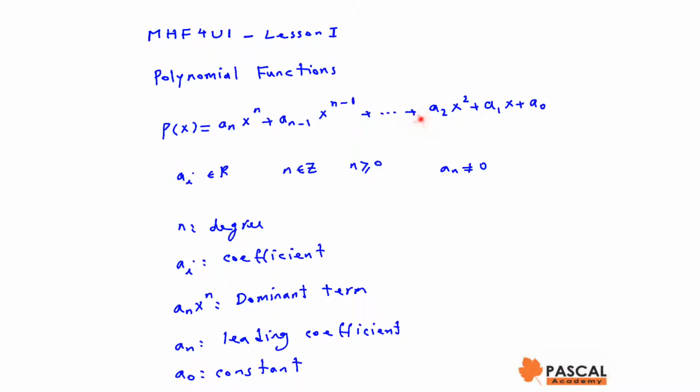The a_i's are real numbers and they are called the coefficients, and x is the independent variable in the polynomial function. It has n plus 1 terms if all coefficients are not 0. Each of these is called one term.